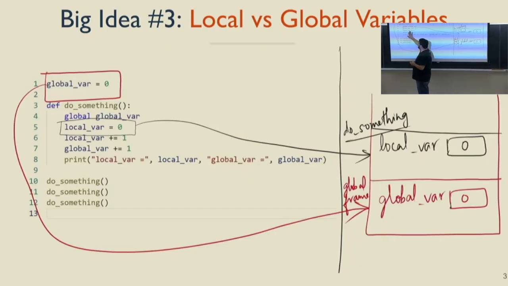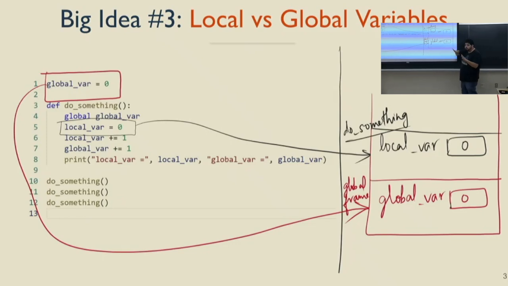How else can you get a local variable in here? You could either 1, create it inside here, or 2, bring it in when you call it, through the parameter. Okay? Any questions so far about local variables and global variables?